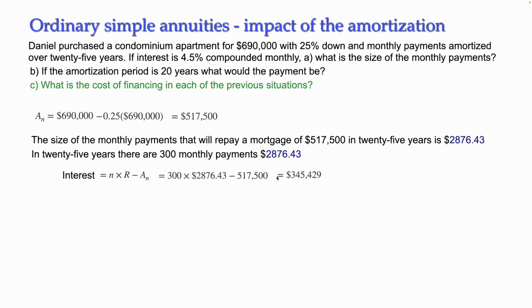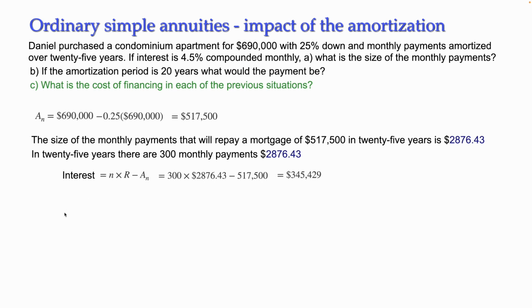So that gives you that you paid an interest of $345,429. That means that actually the interest that you pay is more than the half of the initial cost of the house. Okay, so that will be in the first situation. This is the cost of financing if you pay or you amortize your debt in 300 payments in 25 years.